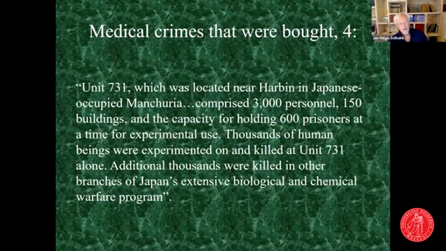Let's then move to Japan. Unit 731, which was located near Harbin in Japanese-occupied Manchuria, comprised 3,000 personnel, 150 buildings, and the capacity for holding 600 prisoners at a time for experimental use. Thousands of human beings were experimented on and killed at Unit 731 alone. Additional thousands were killed in other branches of Japan's extensive biological and chemical warfare program.